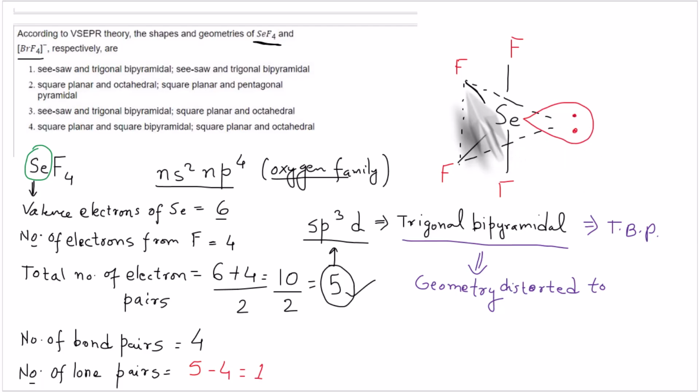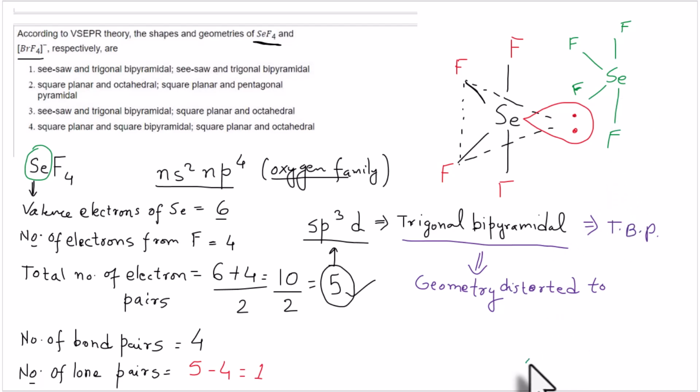So ultimately, what should be the geometry? If we see something like this, this is selenium, and then we have the fluorine atoms arranged like this. The electronic geometry gets distorted and the molecular shape comes out to be seesaw.